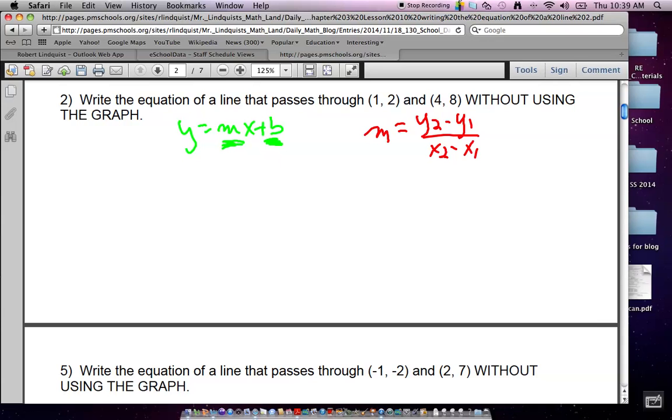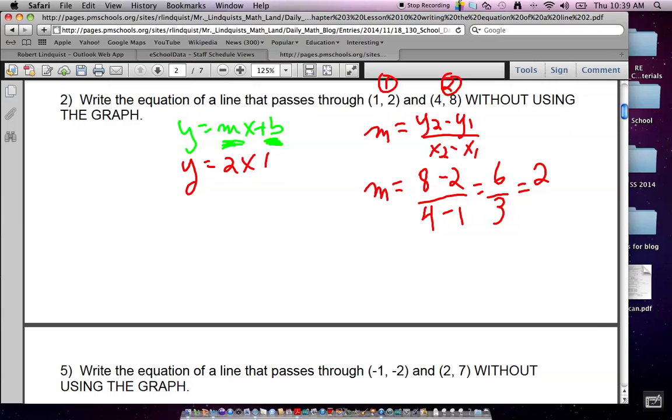Why is it 2 first and then 1? You could do it the other way, 1, 2, 1, 2. It doesn't really matter. The only thing that matters is that the numbers are in the same order. So I'm going to call this point 2 and this point 1. What you need to remember is this says the y from the second minus the y from the first, over the x from the second minus the x from the first. So the y from the second is 8 minus the y from the first, 2. The x from the second is 4 minus the x from the first, 1. 8 minus 2 is 6, 4 minus 1 is 3, and I get 2. So I get y equals 2x plus b.